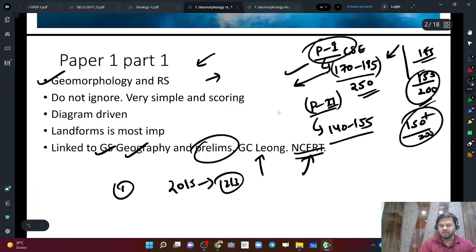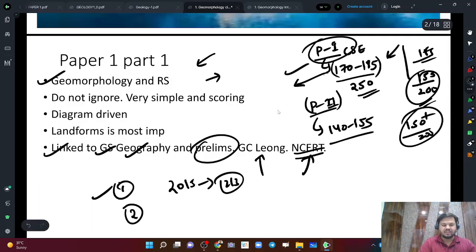You also have a dedicated chapter on landforms and other aspects of geomorphology in NCERT. There is a book, GC Leong, that you all study for general studies. So it is pretty much linked to this, and whatever we'll do in the next 5 6 7 classes of geomorphology will be relevant for your prelims also, if you are appearing in 2022. So that is the thing.